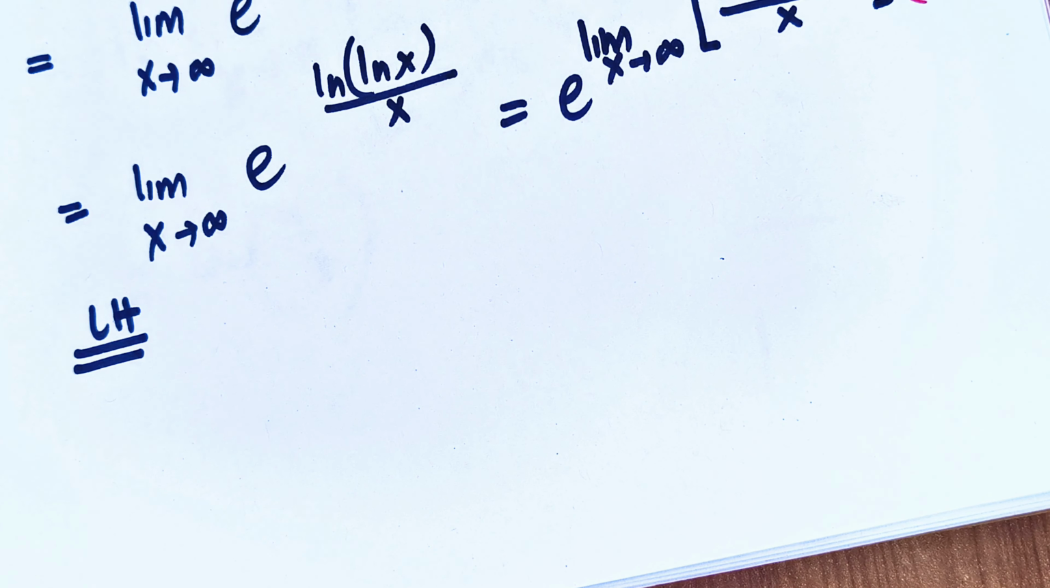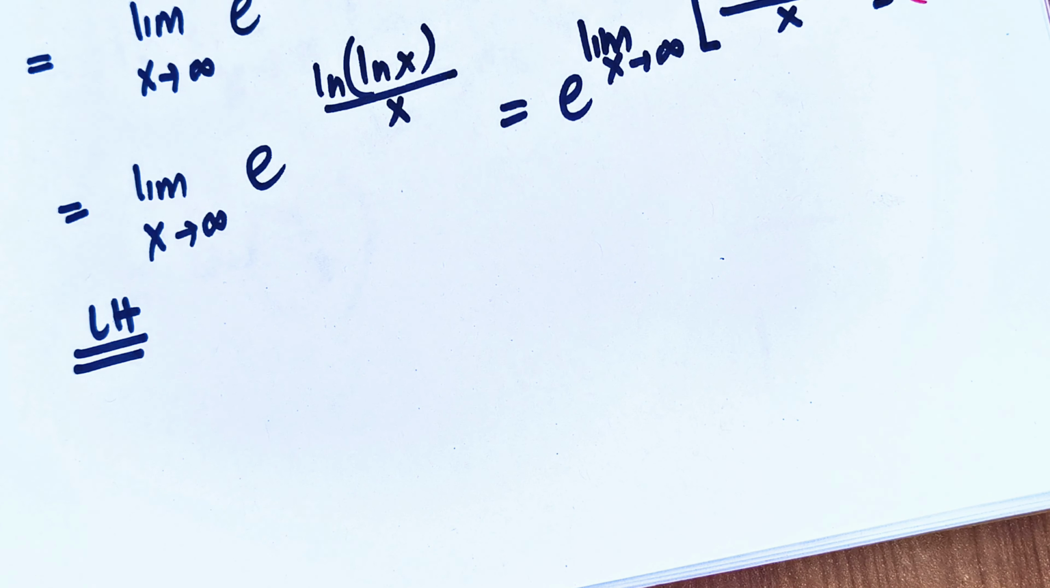So this becomes e to the power limit x goes to infinity of 1 over x times ln x. When x goes to infinity, this x will go to infinity, ln of x will also go to infinity, so 1 over infinity, which is 0. So this becomes e to the power 0, which is 1.